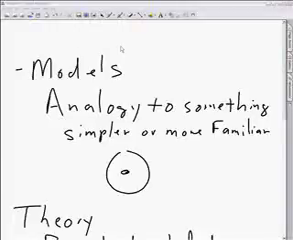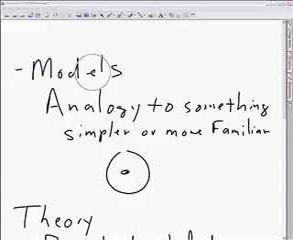Models, theories, and laws are all tools of the scientist. The scientist uses these to have a better understanding of the phenomena, or to make predictions of what's going to happen in a particular case. So let's take a look at these different areas here.